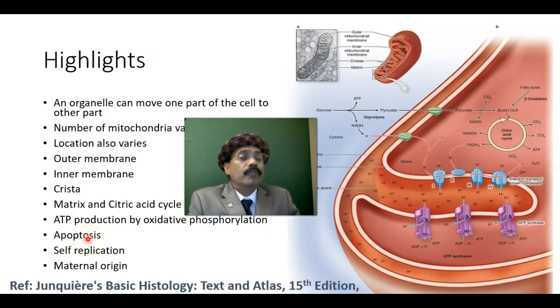Apoptosis is the programmed cell death, and the cytochrome c that is present in the intermembranous space, derived from the inner membrane, is very essential for apoptosis. It has the capacity for self-replication. From one mitochondria, we may get multiple mitochondria. It is of maternal origin. Okay, so dad has no contribution in our mitochondria. It is from our mother we got all the mitochondria.